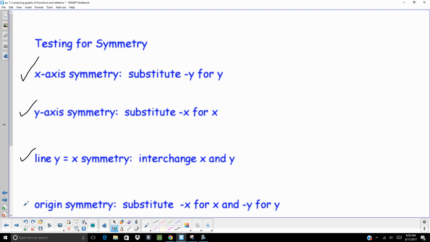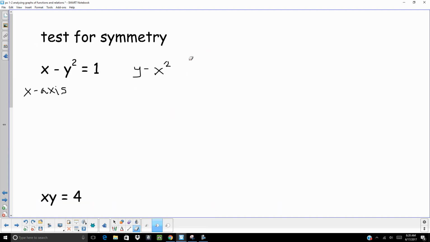And symmetry about the origin. I'm going to make two substitutions, negative x for x and negative y for y. So take out the x, put in negative x. Take out the y, put in negative y. And I'm going to be left with negative x minus y squared equals 1. Well, I'm not ending up with what I started with, so that one would be no. So the only type of symmetry I have here is over the x-axis.